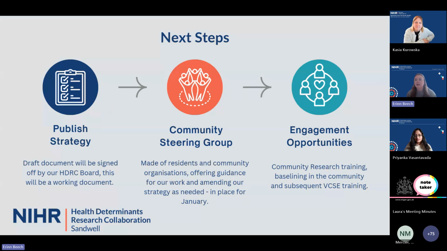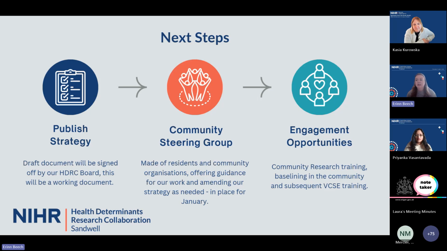And then our next steps. Like I mentioned, we want to make sure that we can publish this strategy, so hopefully during our next HDRC board this will be signed off. We are hoping that this strategy can be a working document, so that we can amend it as and when things change within the HDRC, because it's so new, everything is changing within the community aspect as we go on. So we want to make sure that we can amend it in partnership with the community as well. We will hopefully soon have our community steering group in place. We're just going through all of the internal procurement processes for that, but they'll be offering guidance for our work, but also be an avenue to amend the strategy as and when needed.